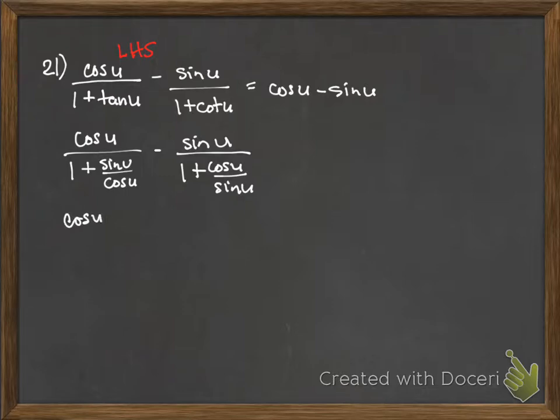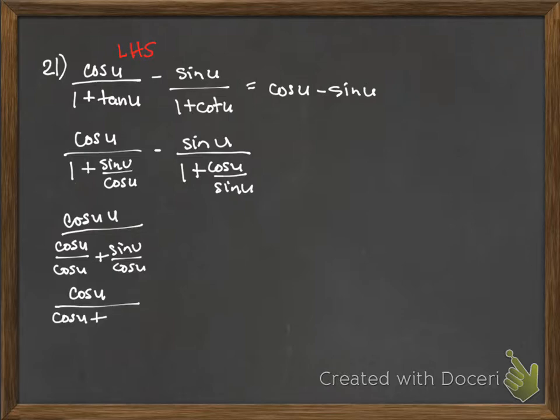On this left-hand side, I get cosine u over cosine u over cosine u plus sine u over cosine u. This becomes cosine u over cosine u plus sine u all over cosine u. When we simplify this, this becomes cosine u over 1 times cosine u over cosine u plus sine u.